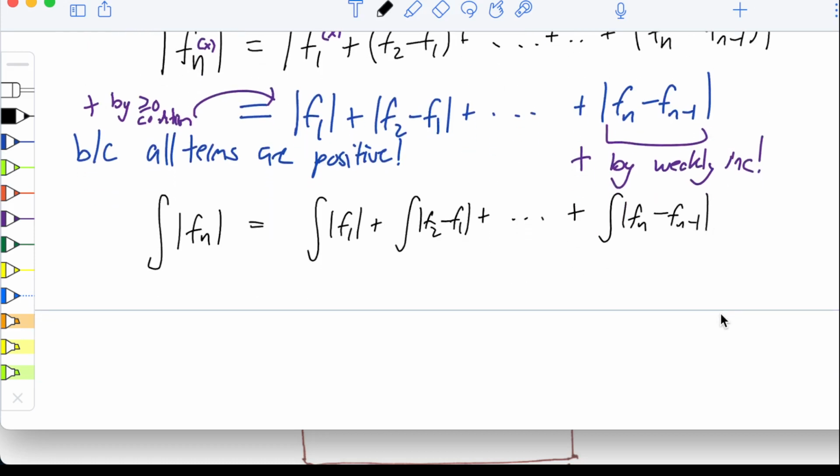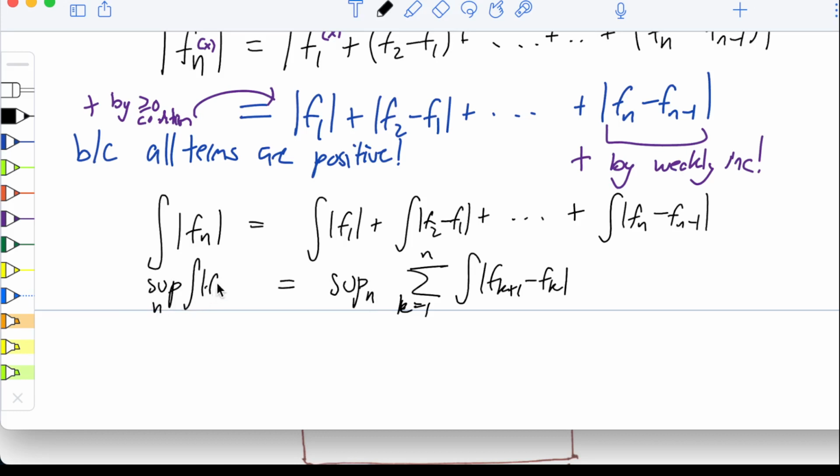So what can we say about the sup? Let's take the sup. This is an infinite sum. What if we do the sum from k equals 1 to n of the integral of fk plus 1 minus fk, and let's take the sup over n. Well, that would be the same thing as the sup over n of the fn's. If you're doing the sup of an infinite sum and all the things you're summing up are positive, the sup is like the biggest possible thing. Well, the biggest possible thing when you're adding up positive things is to add all of them up. This would be exactly the infinite sum, the sum from k equals 1 to infinity of fk plus 1 minus fk.